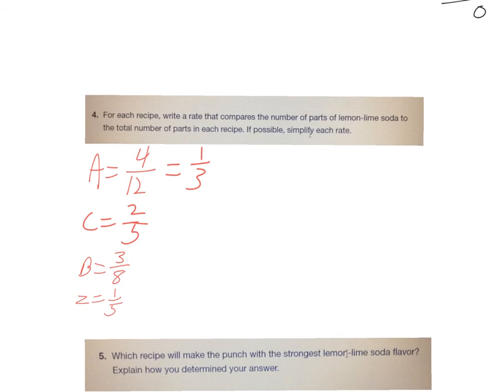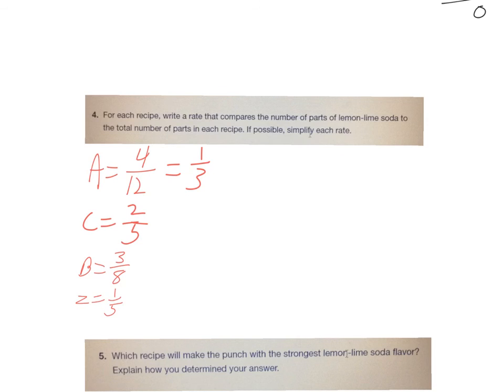Alright, so I figured out the rates for each one for lemon lime soda to total, and I simplified the one that I could. I do think it's interesting that these are basically the inverse fractions because they only had 2 different ingredients, lemon lime soda and grapefruit juice. So like Zeb was 4/5, now it's 1/5, and so on and so forth.